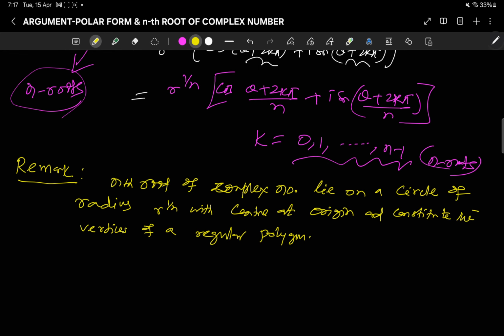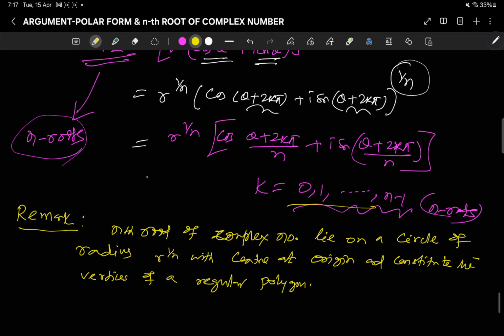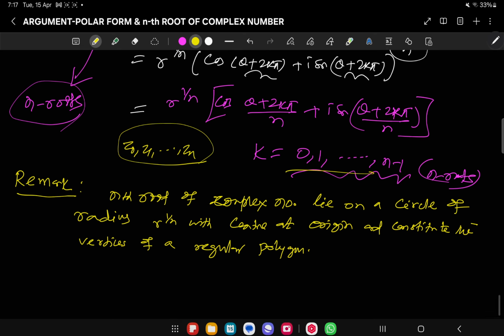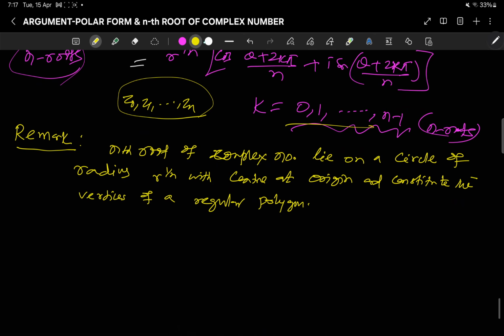So if you think of it geometrically, all the n roots, z0, z1 up to zn, these n roots of the complex number lie on a circle of radius r to the power 1 by n, and these are the points, the vertices of the polygon.